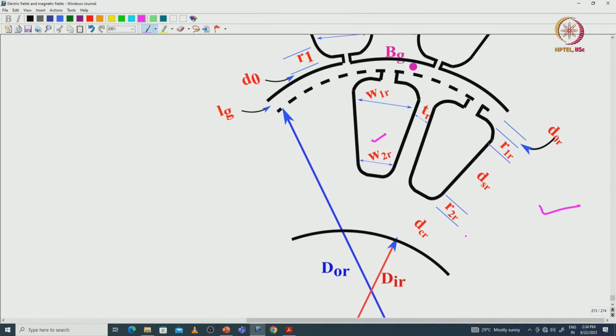We can see here, TR is the teeth width of the rotor and DCR is the back iron width, and R2R is the radius at the bottom side of the rotor slot, and DSR is nothing but slot depth, and R1R is the rotor slot radius at the top side of the slot, and D0R is the height of the slot opening, and one more variable, B0R. B0R is nothing but slot opening width.